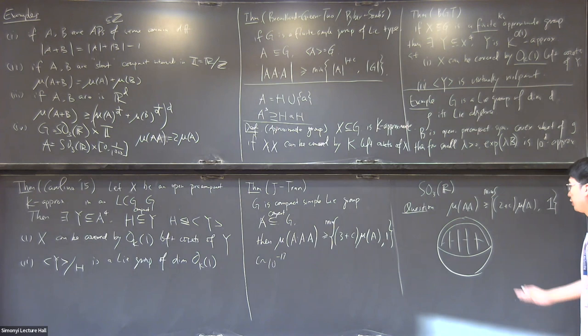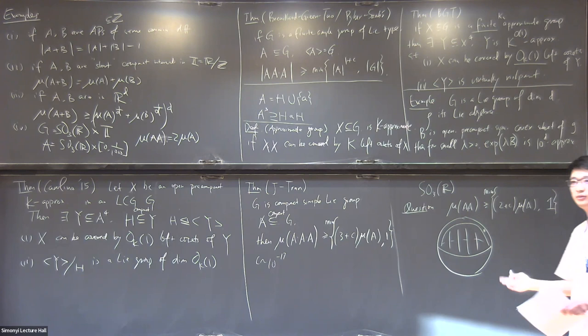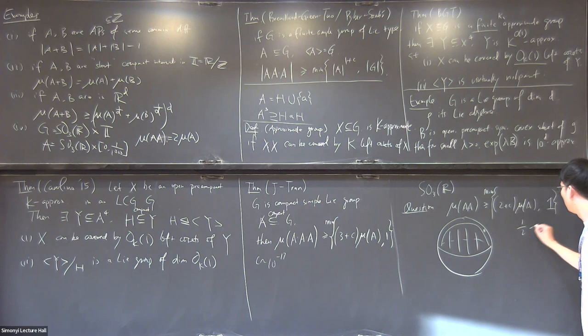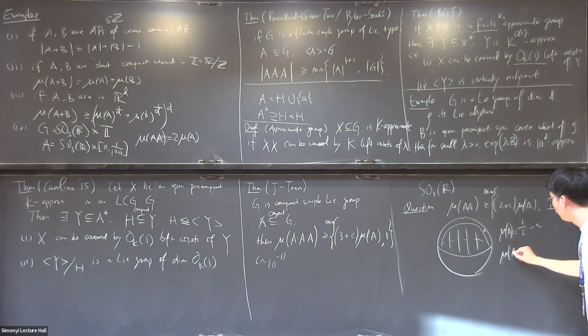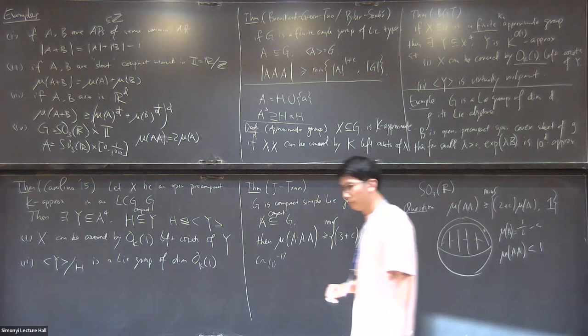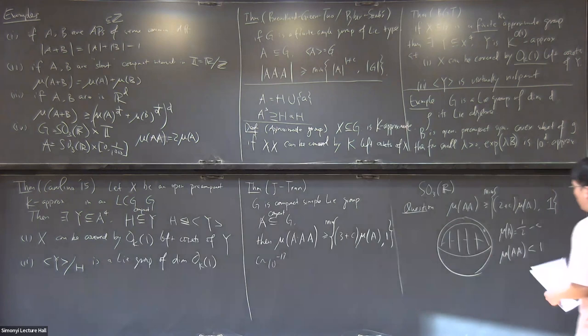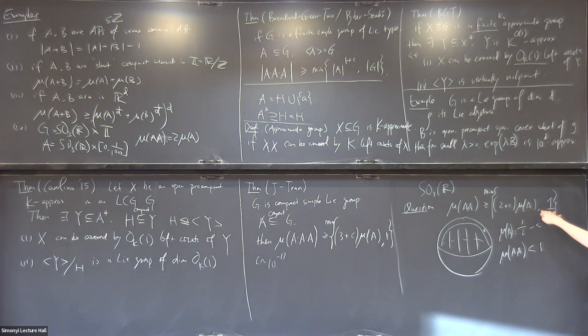Half part, you can prove by making this boundary small, the set will be always smaller than one half minus epsilon. And mu AA will always be smaller than one, because there are always some rotations this does not cover because of this strip. So somehow you cannot prove this result. You cannot find a uniform constant, uniform gap here, but we can prove another result.